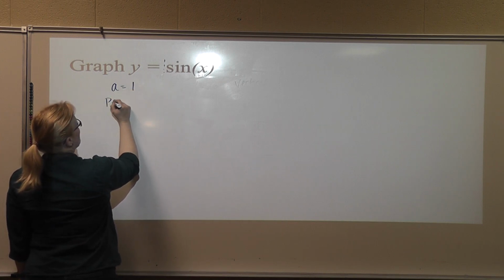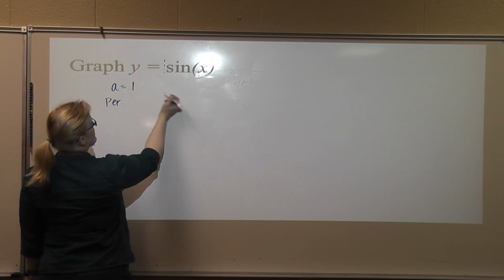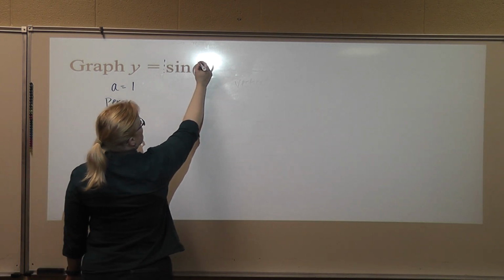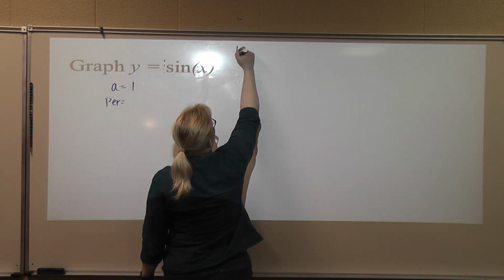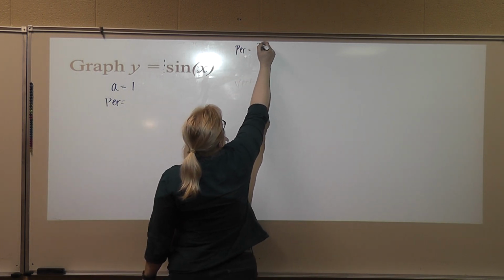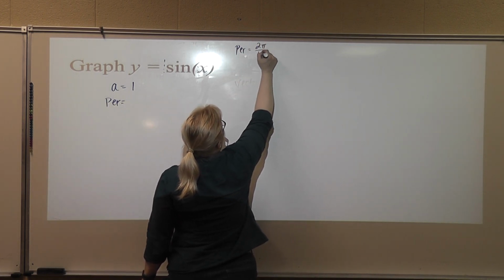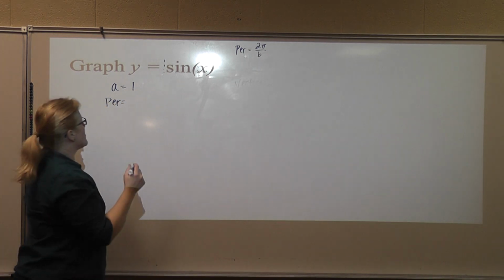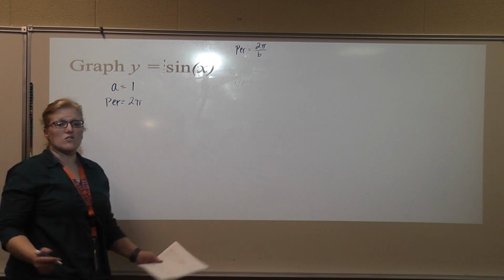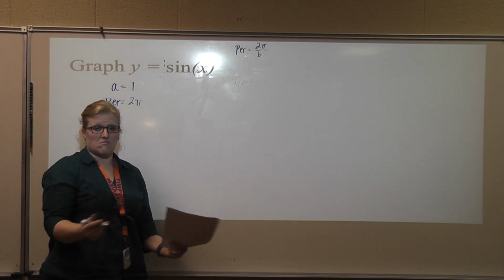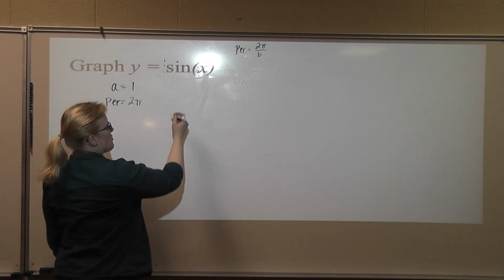My period is 2 pi over 1, right? Remember, the period is 2 pi over b. Okay, so 2 pi over 1 is 2 pi. So this is what we see. This is just the basic graph.